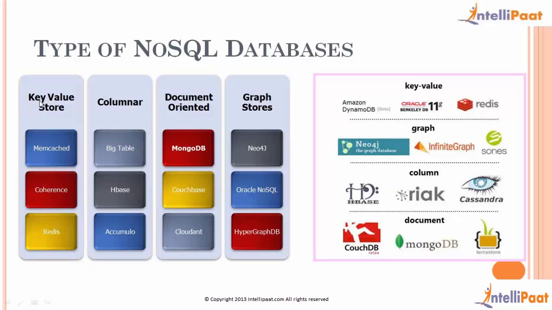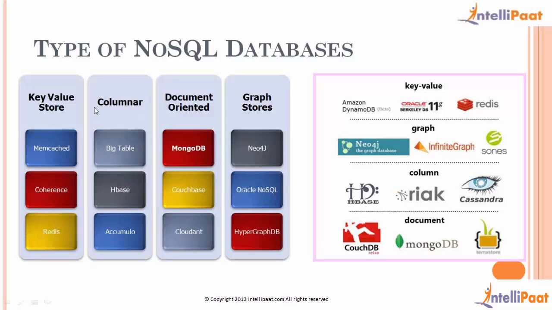One will have a key, which will give you a unique ID about that particular student, and then all other fields will have information about that student. So that's how it works. Second will be columnar, and in key value, various kinds of vendors are there: Memcached, Coherence, Redis, and lots more. Even Oracle Berkeley DB is there, Amazon DynamoDB is there, and so on.